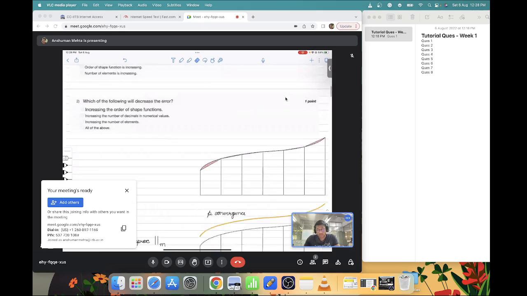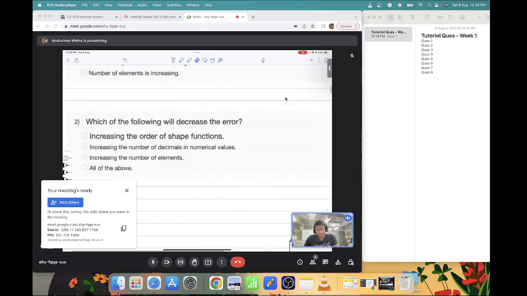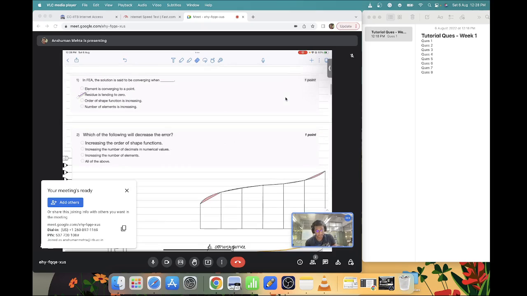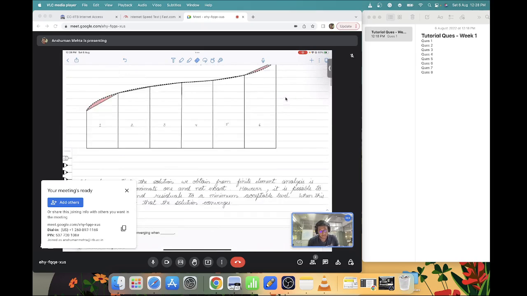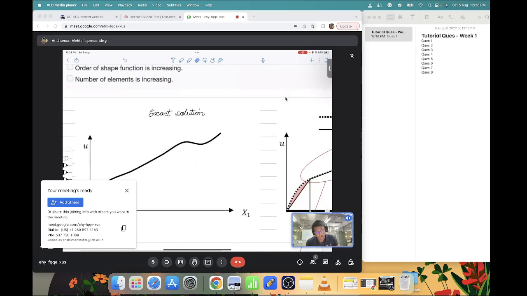So next question is, which of the following will decrease the error? The first one is by increasing the order of the shape function, or increasing the number of decimals in numerical value, or increase the number of elements, or all of the above. Now again we'll come to the same scenario where there is the exact solution as given here.